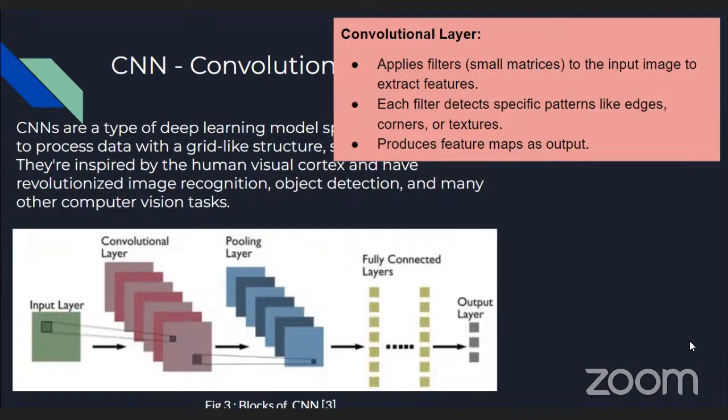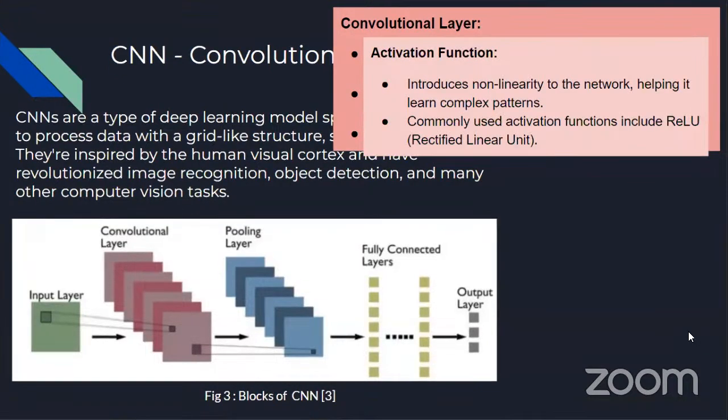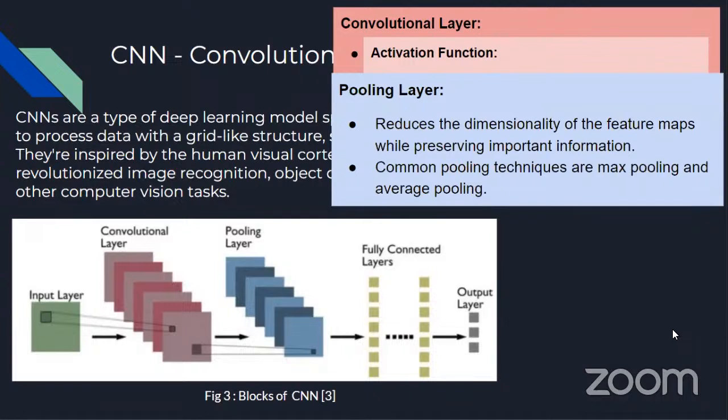Now there will be an activation function in this also, and usually we use ReLU in this convolution layer. Then there is a pooling layer. After the convolution layer, we'll talk about how convolution works and how pooling works with an example again.